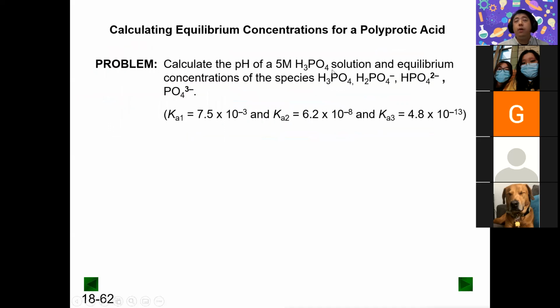With that said, I want you to try this one out on your own. This involves 3 of our Kas, 3 of our equations. Once you are done solving the ice table on the first one, everything else just becomes algebra. So go ahead and give this a try.